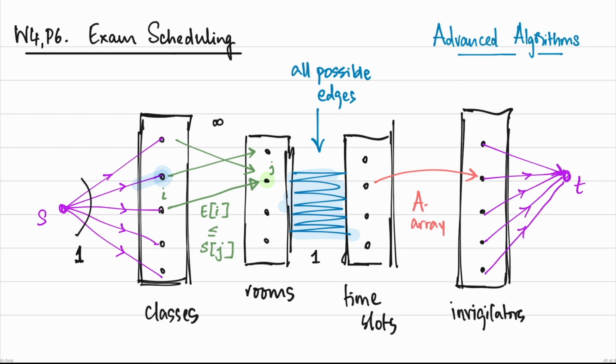So basically we want this flow to be split across 5 different edges. We don't want that, for example, 2 classes go into the same time slot from a given room. That would basically result in a clash.